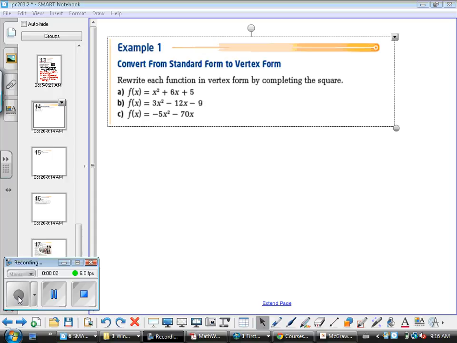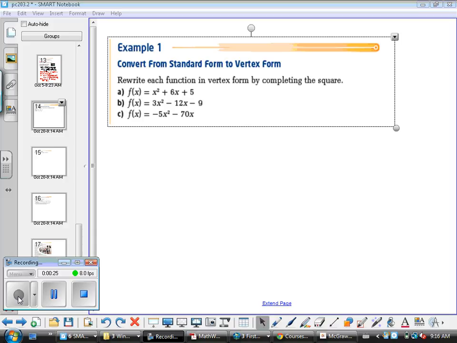Okay, 3.3, this is example 1, and it's just practice in completing the square. Now I just want you to look at these questions for a second. If you look at A, you can see that there is 1 in front of the x squared, and so we've done them like that. When you look at B and C, you see that you do have a number in front of the x squared. And so we're going to have to do something a little special for that one.